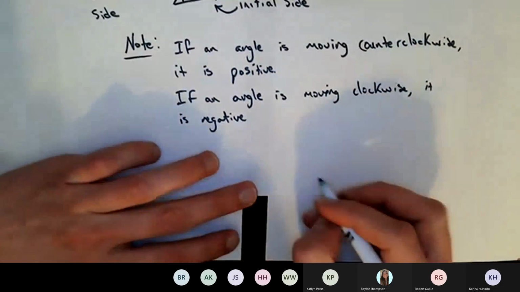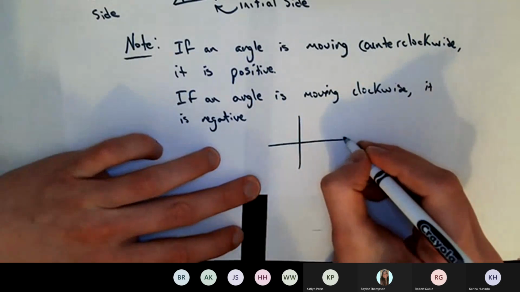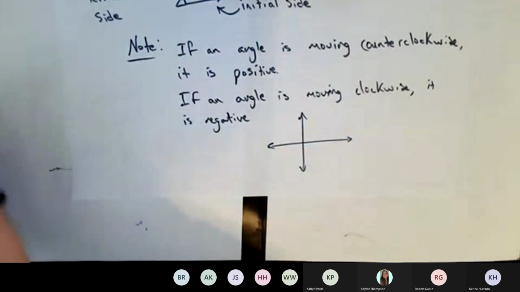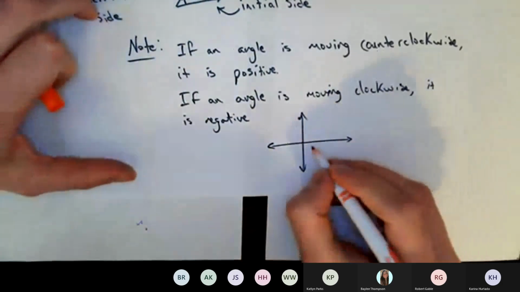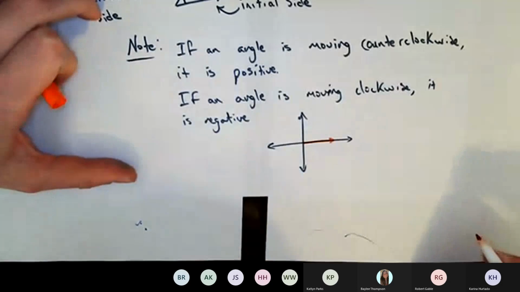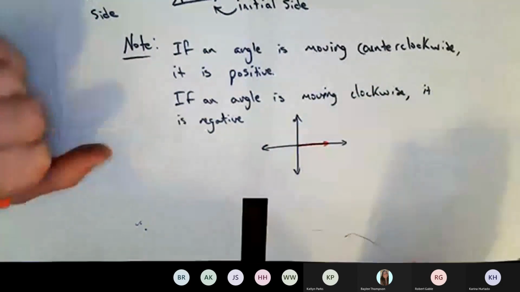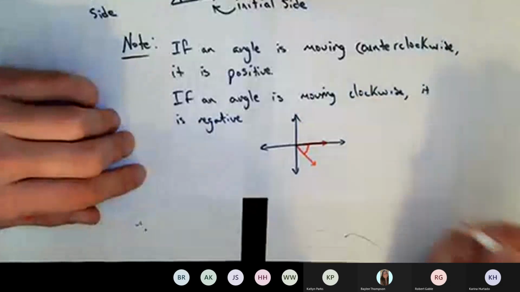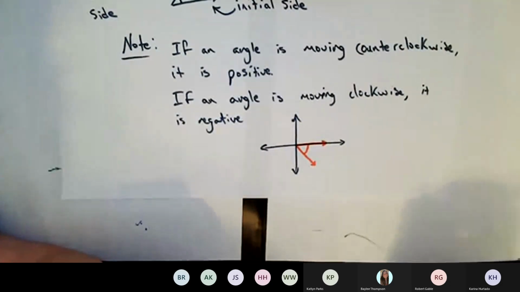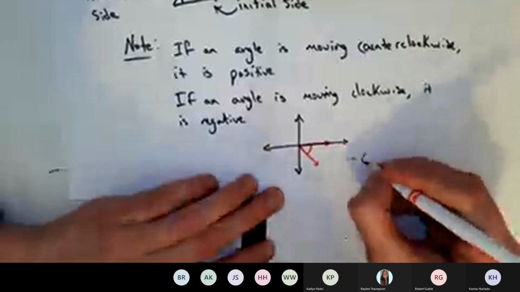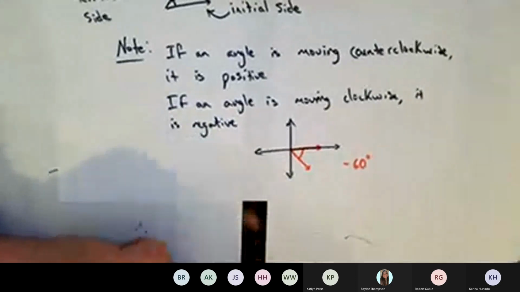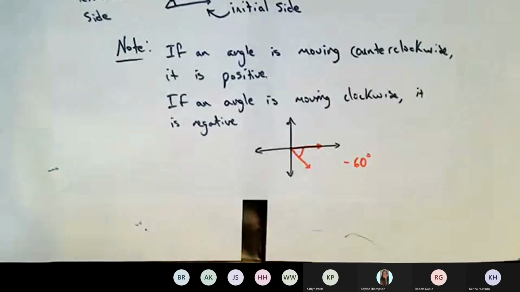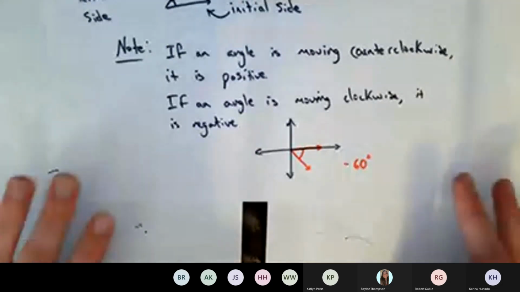Okay, so I might have an angle on the plane, the XY axis here. I might have an angle starting here with initial side. Often our angles are going to start on that positive X axis and then going down this way. And I might measure it going this way and say that that angle is maybe, you know, negative 60 degrees because it's being measured clockwise.